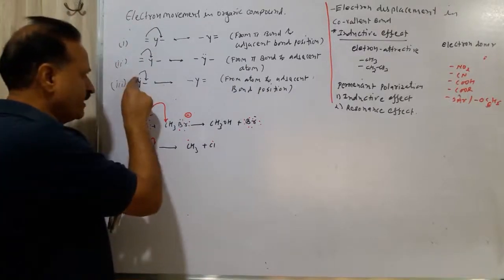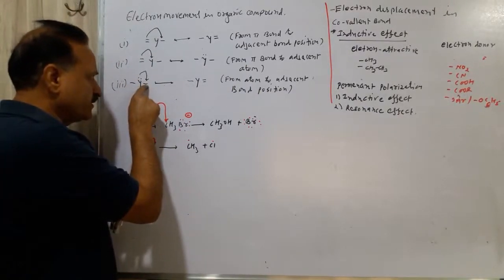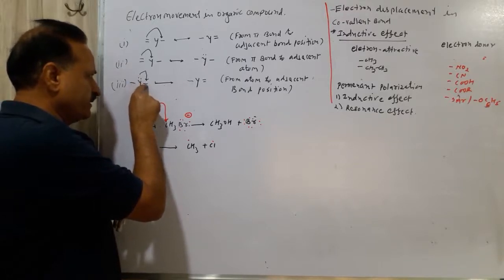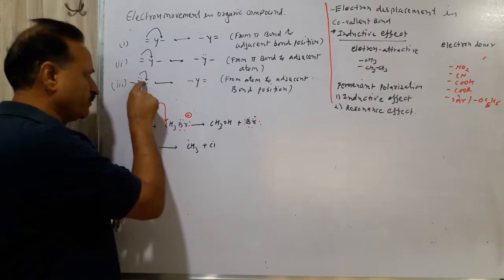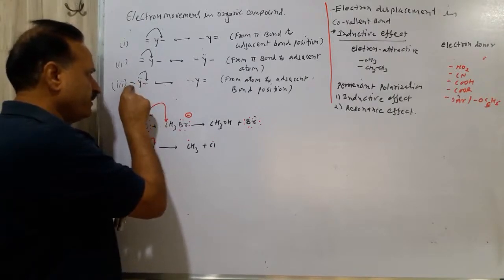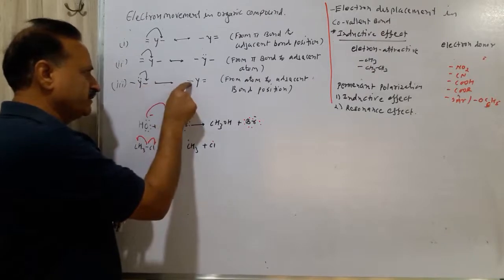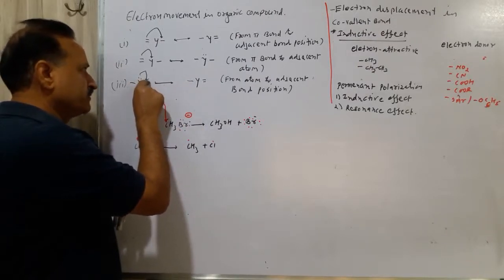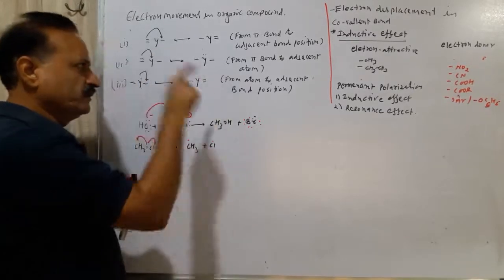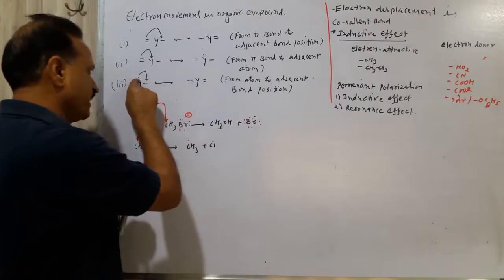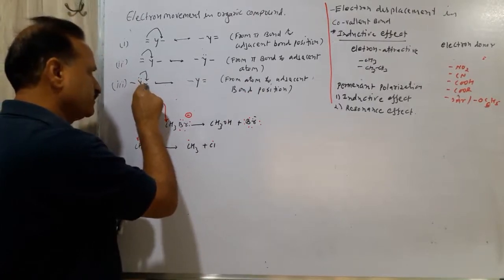Two electrons will transfer to the adjacent bond. So here will be two electrons, here is a single bond. These two electrons will convert into a bond. So here will be a double bond. Here will be as it is a single bond. So here is single bond to double bond. Clear? From atom to adjacent bond position. This is the atom and this is the adjacent bond position.